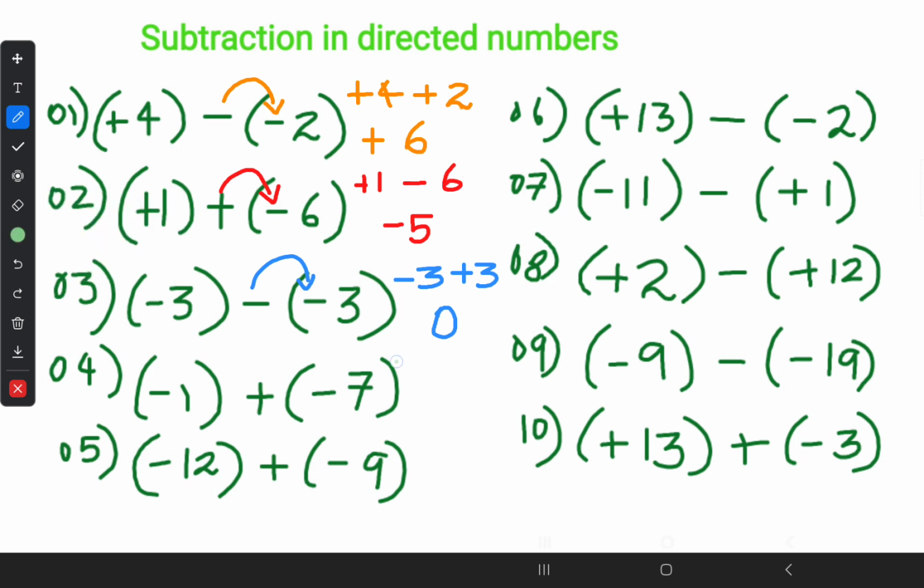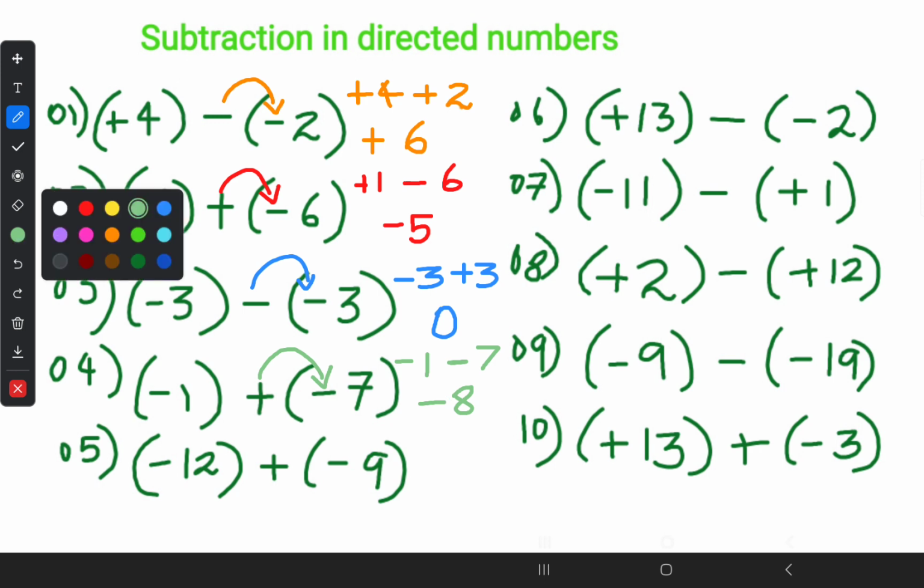The fourth one, negative 1. Positive into negative would be negative. Here it's multiplication. Then 7. Both are the same direction, so we need to add. 1 plus 7 is 8. The common direction would be negative.